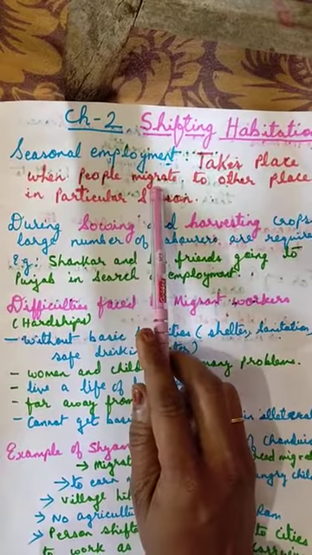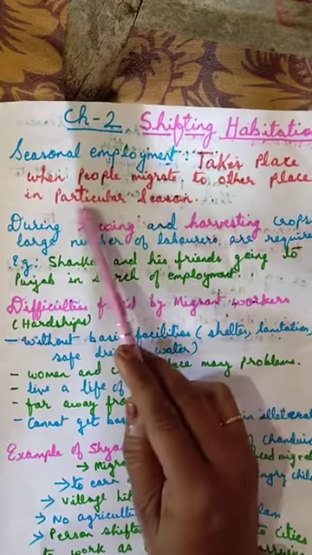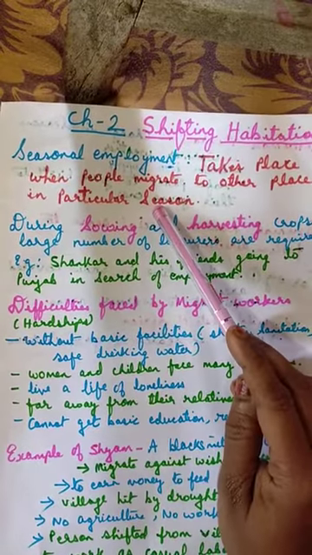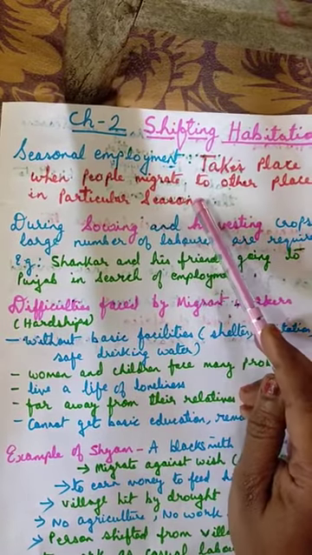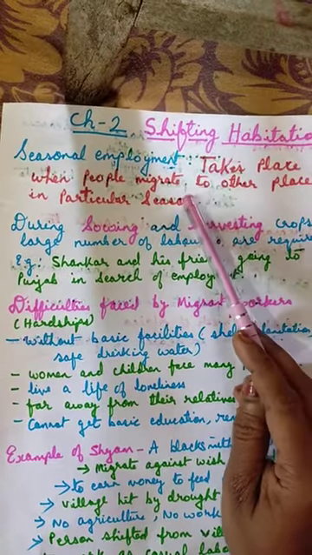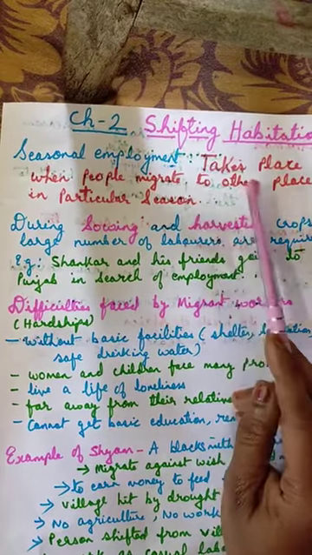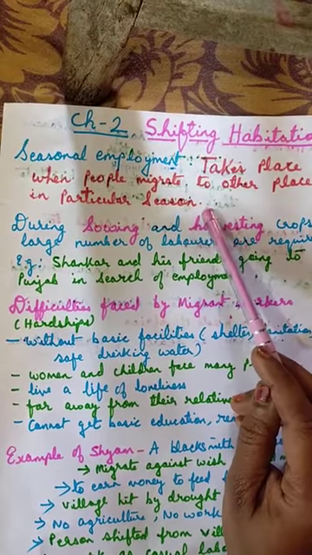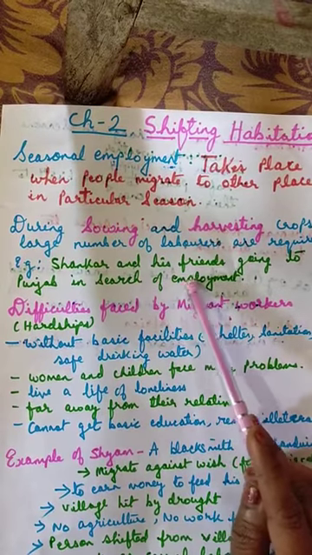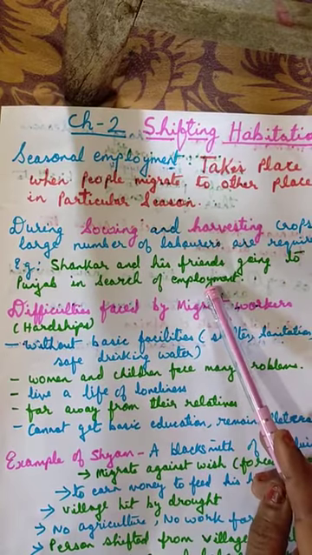Seasonal employment. This takes place when people migrate to another place in a particular season. That means when people move from one place to another in search of a job or some other better employment opportunities, this is known as seasonal employment. This generally takes place in agriculture. In your book, the example of Shankar and his friends is given, when Shankar and his friends are going to Punjab in search of employment.